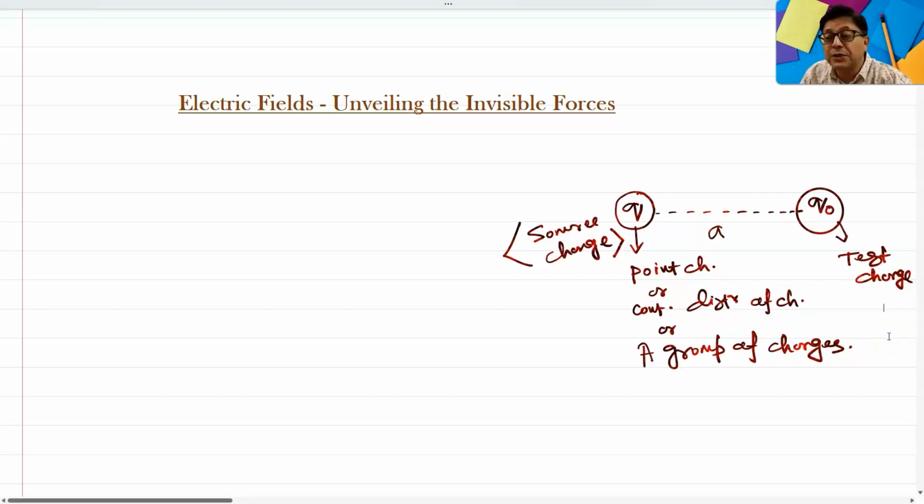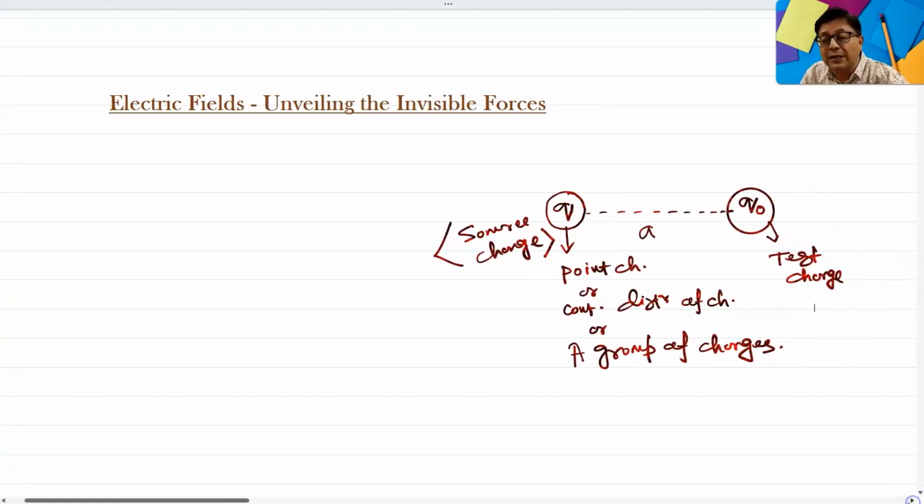Source charge is huge compared to the test charge. This test charge is so small that it also will create something in its surrounding. Don't say that it doesn't have the ability to create an electric field like the one created by this charge Q. It will be created by this test charge also. But the test charge is so small that it cannot affect the electric field created by the source charge. So this source charge Q creates the electric field.